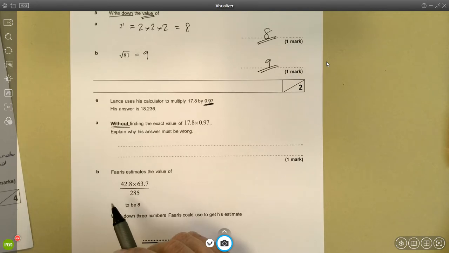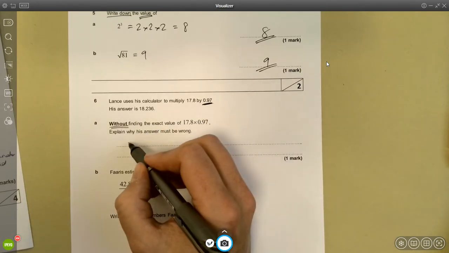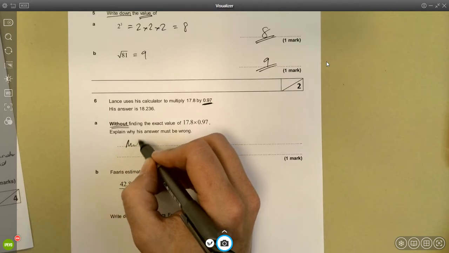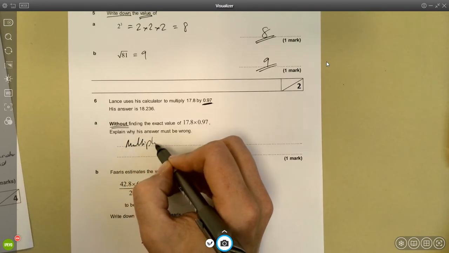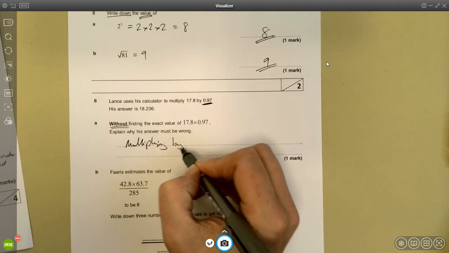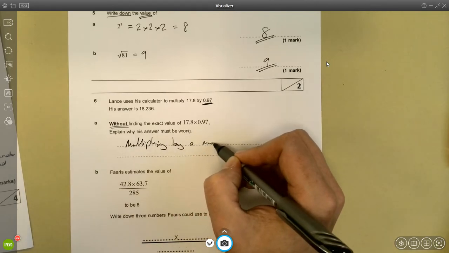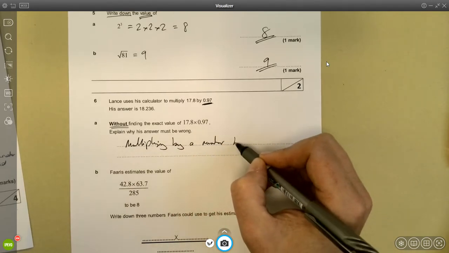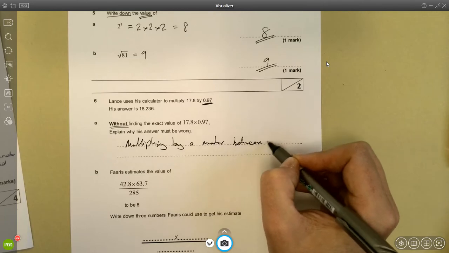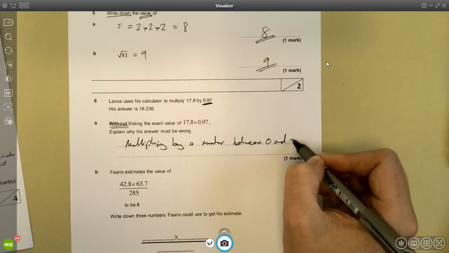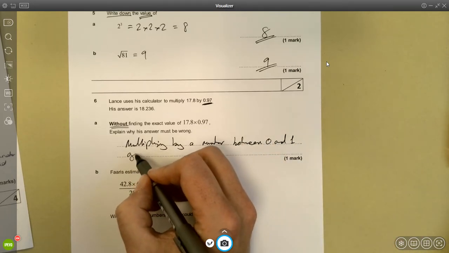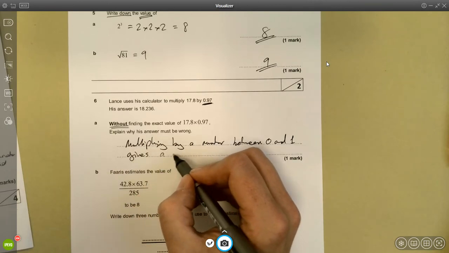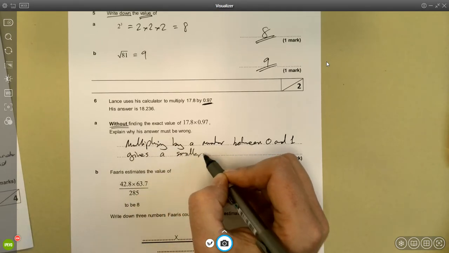So let's just put that into words. Multiplying by a number, I suppose, between 0 and 1 gives a smaller answer.